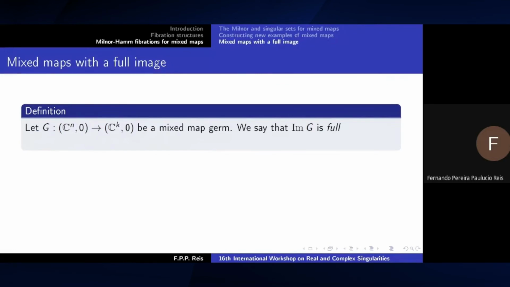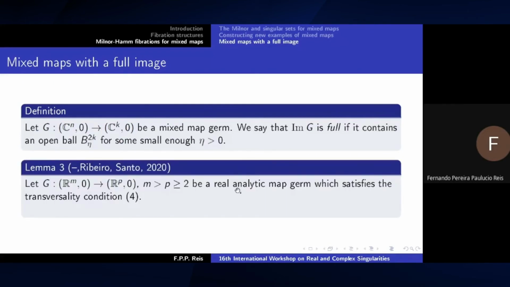Now we give a new definition. Let G be a mixed map germ. We say that the image of G is full if it contains an open ball of radius eta, for some small enough eta positive.